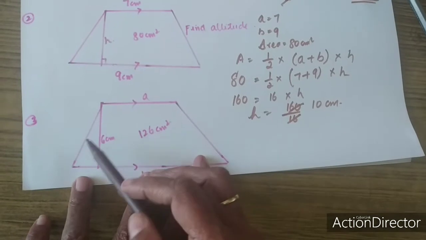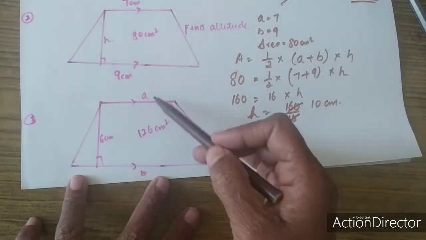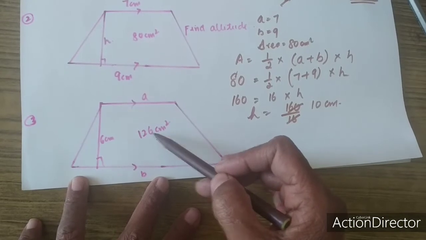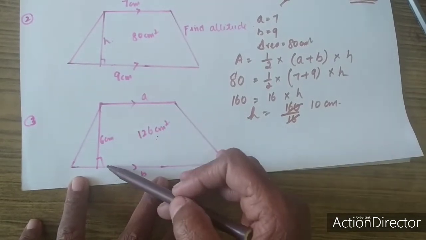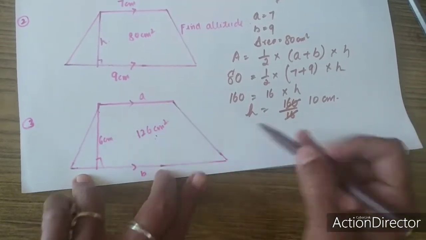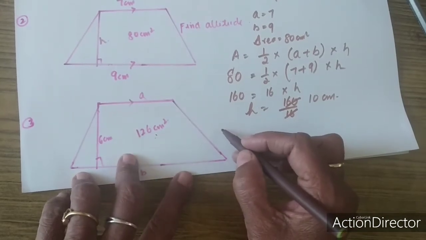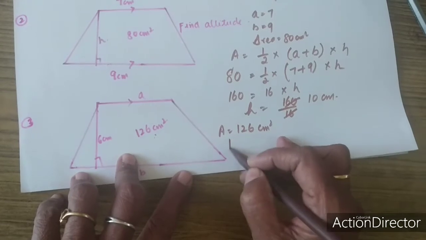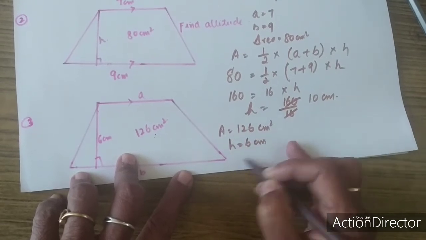Coming to this question, third one. Here the sum of parallel sides is not given, and the area is given as 126 centimeters square and the height of the trapezium is given as 6 centimeter. So you write what is given. Area is equal to 126 centimeters square. Height is equal to 6 centimeter.